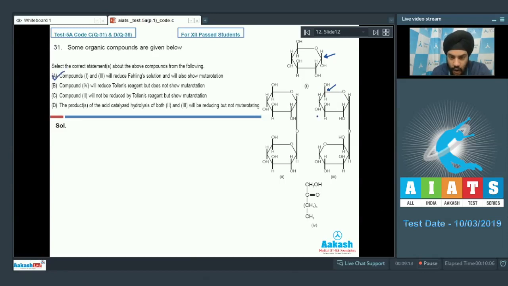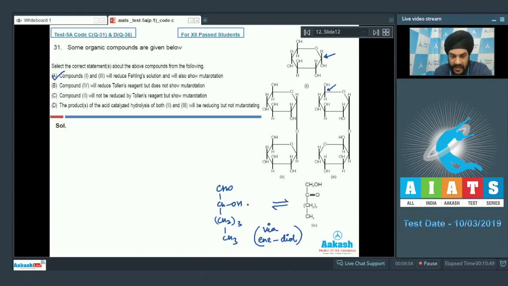Compound 4 will reduce Tollens reagent but does not show mutarotation. So if you look at the compound 4 which is given to us, this is a ketone, but it is a terminal alpha hydroxy ketone. So it will tautomerize to give us aldehyde via the enediol intermediate.